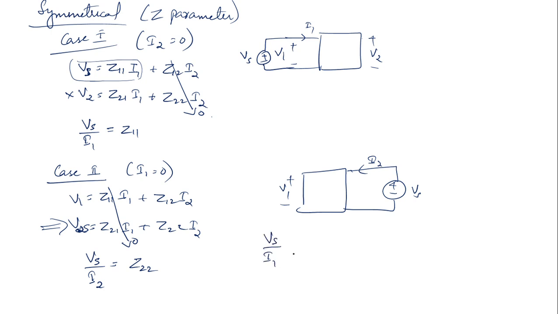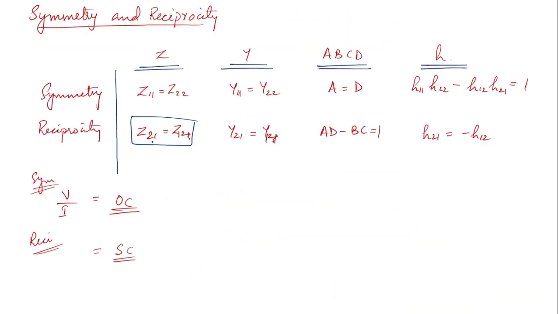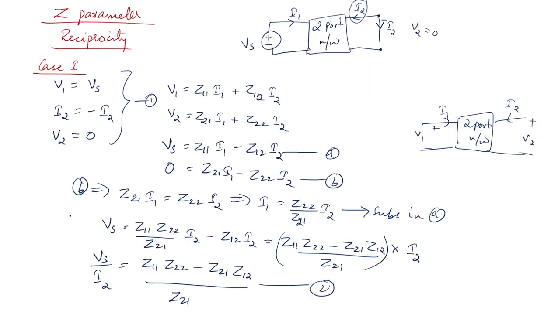And for your system to be symmetrical, Vs by I1 should be equal to Vs by I2. That means Z11 should be equal to Z22. So in this manner, you can check in your table, you will have got this particular answer. Z11 is equal to Z22. Similarly, you can find out the symmetry and reciprocity of all of the two-port networks. It is quite a simple derivation. Same procedure. For reciprocity, you just have to short circuit one terminal and find Vs by I2.